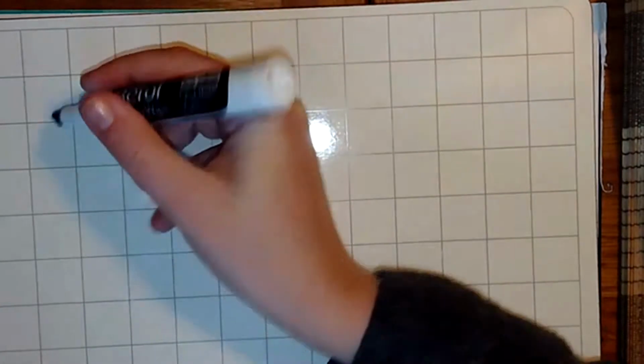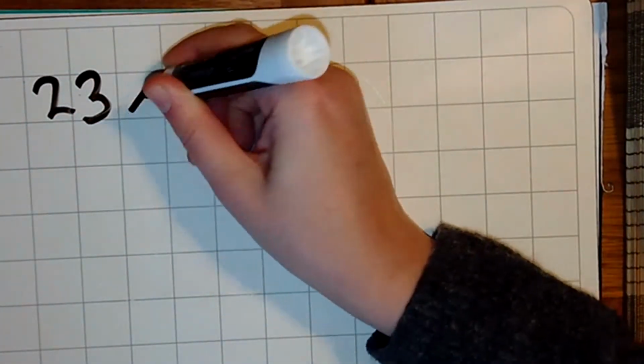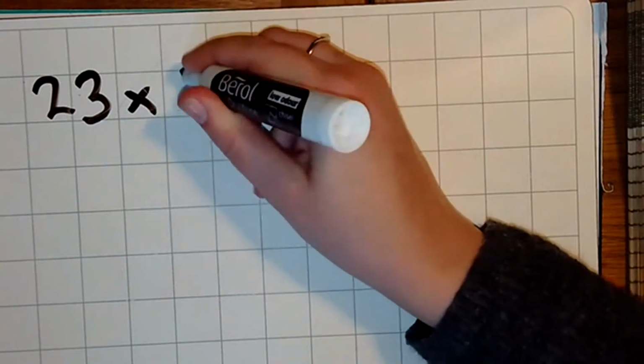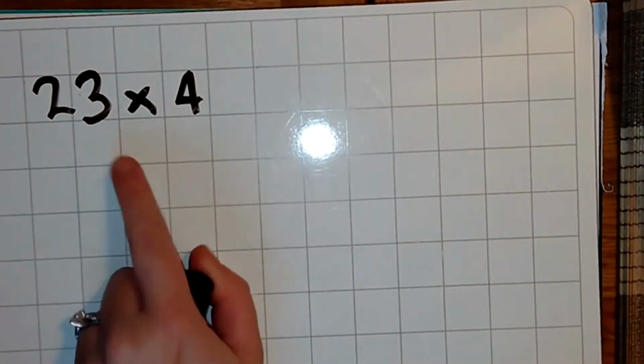Right, I'm going to go to my whiteboard to do another example of this. So my equation this time is going to be 23 times 4. So the 4 times table, we know it well. 23 times 4.